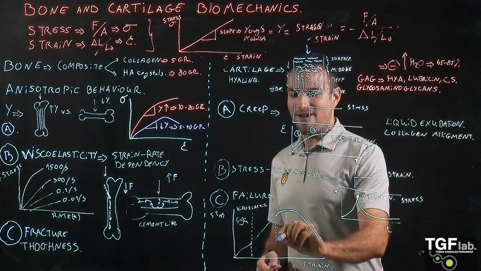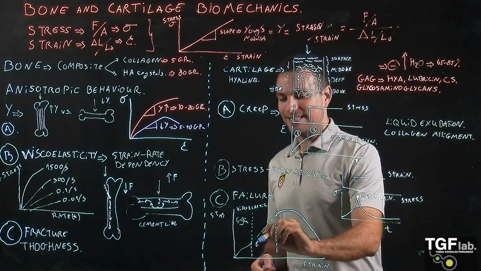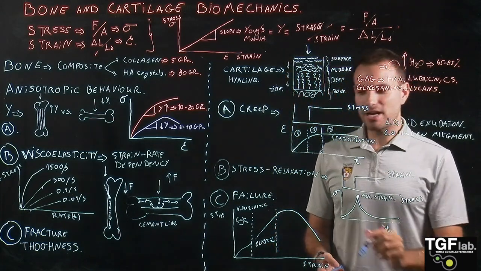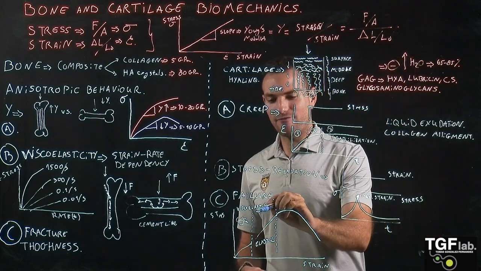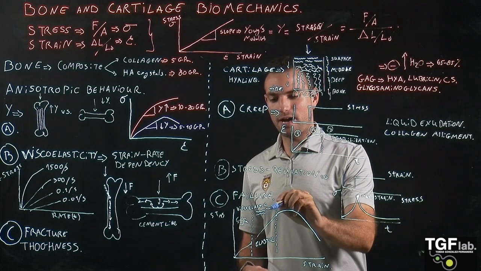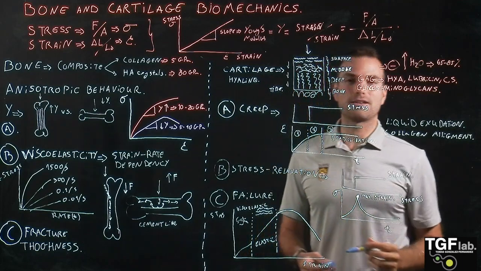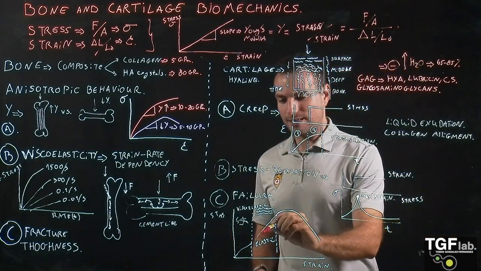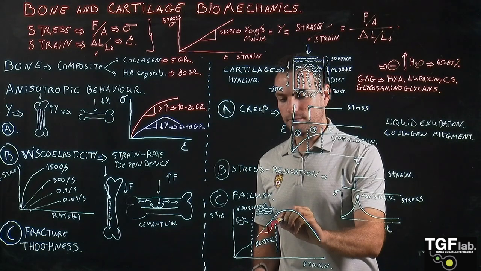Then we have a second elastic region. In this elastic region, the collagen fibers are going to be rearranged and aligned to each other. And here in the elastic region, we can calculate with the slope the Young modulus.